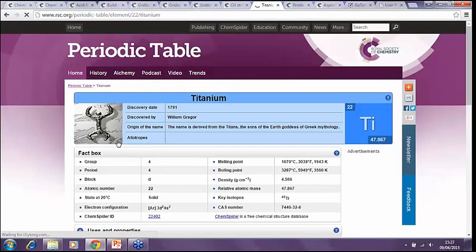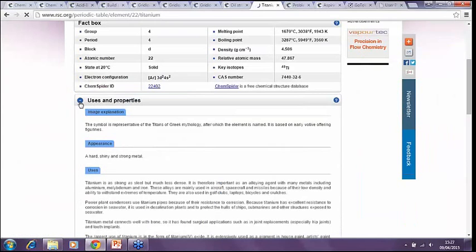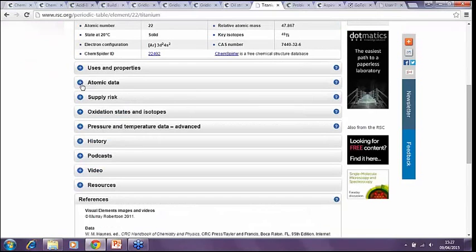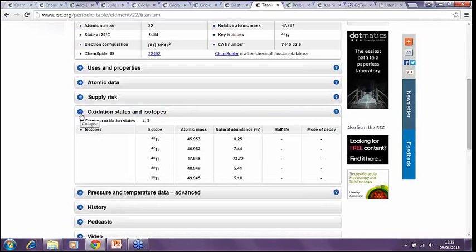Okay, so you can expand these boxes and you can find out about uses and properties, atomic data, which might be very useful for those of you studying A-level, supply risk, oxidation states and isotopes, again, very useful data. And then more interesting information as well for you, the history of it.